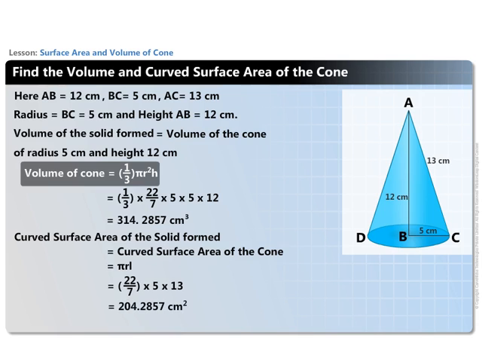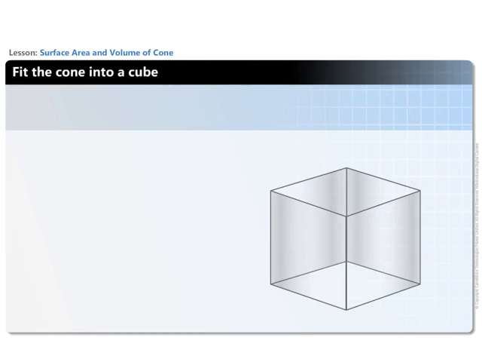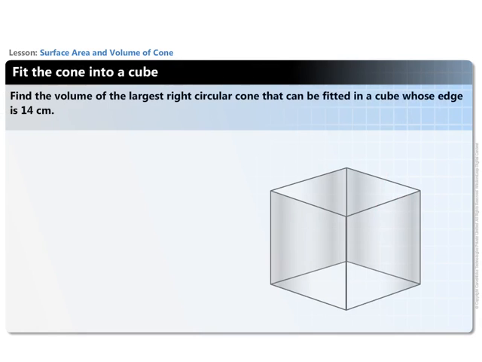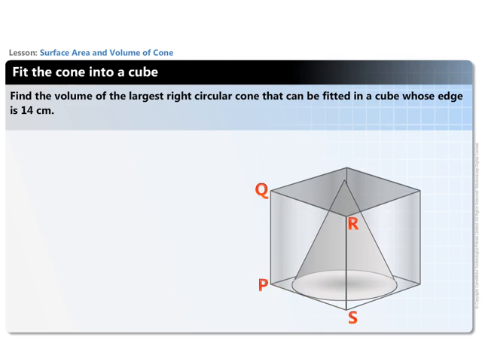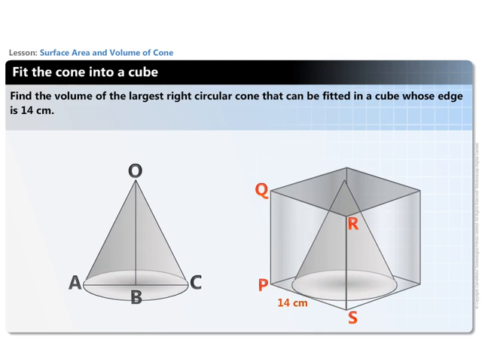204.2857 centimeter square. Let us find the volume of the right circular cone that can be fitted into a cube, as in the following real-life situation, where it is required to find the volume of the largest right circular cone that can be fitted in a cube whose edge is 14 centimeters.